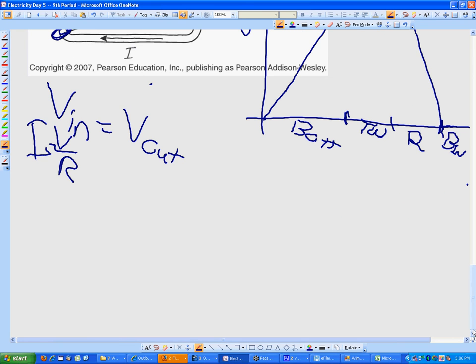Questions about that? Just the point was making that all the energy is used up in the circuit.